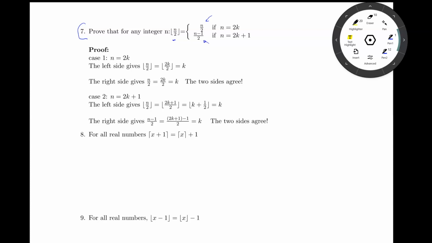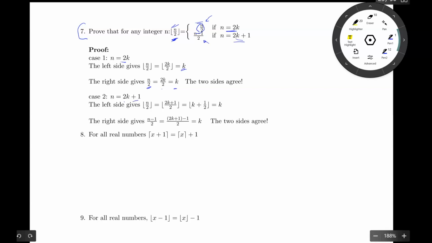So let's do the case if n is equal to 2k. So if n is equal to 2k, then this left-hand side here is the floor of n over 2, which is the same thing as saying the floor of 2k over 2. Oh, look at that. We'd have the floor of k, which is k. Okay, so then if I have this right-hand side here, n over 2, substitute in 2k, I get k. So I get this equals this. Good.